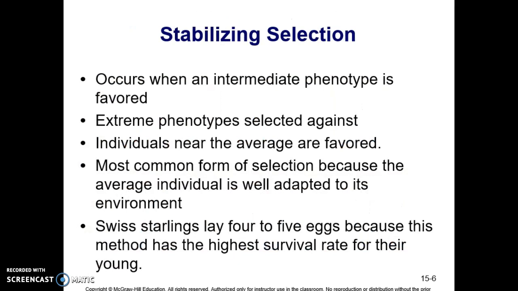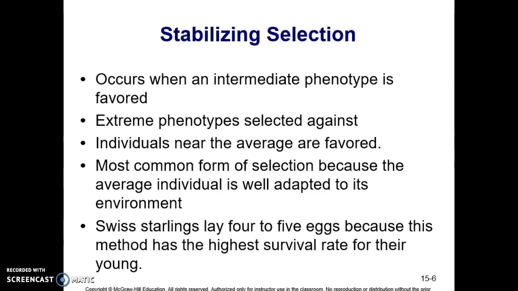So the first pattern we'll talk about is stabilizing, and this is when the intermediate, the middle, the most average phenotype is favored. And the other part of this is the extreme phenotypes at each end, the tails, are selected against. Okay, so average is good. This actually is the most common form of selection because as long as the environment's pretty stable, everything adjusts and adapts to that environment.